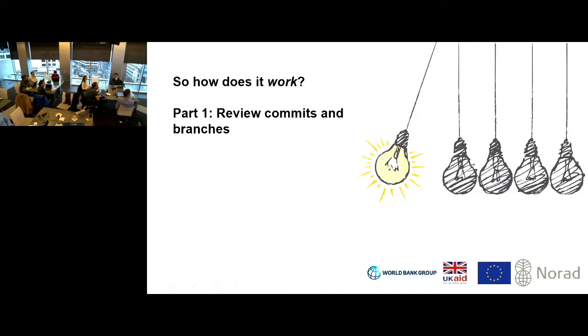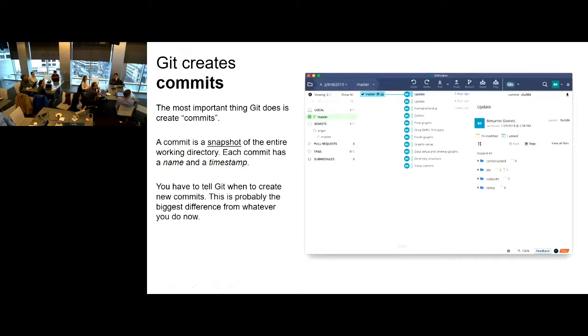So what does Git do? Git does two things. First, Git creates commits. A commit is the things that are the content of the repository that's displayed here in the client. It is a snapshot of that entire working directory where the files live at a certain point in time, and commits have two characteristics. They have names and they have timestamps. I'm not showing the timestamps here for some reason. Oh, there's some at the top. So each one of these commits has a name and a timestamp.